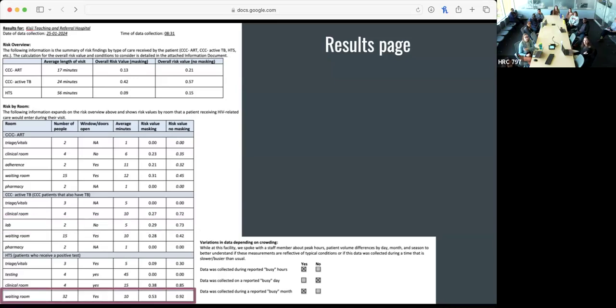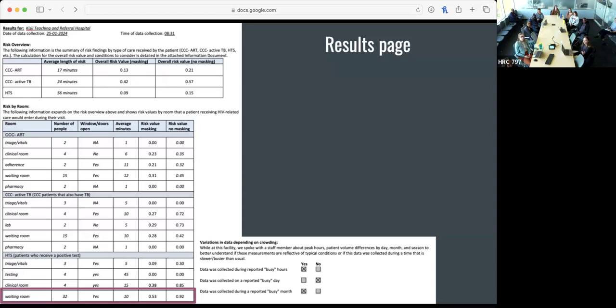And then next, I wanted to talk about the waiting room. We can see the number of people in the waiting room is 32. This is not atypical. In some smaller facilities, we see that the waiting rooms are combined with the outpatient department. So there would be many people in the waiting areas. We see that the windows and doors were open. Patients are spending a good amount of time, 10 minutes in the waiting room over the course of their visit. And again, the risk value for no masking is very, very high.